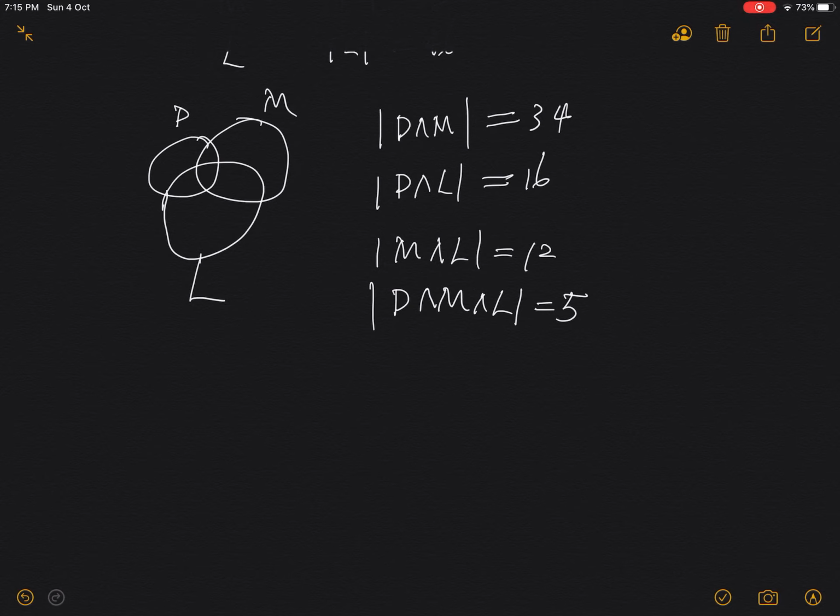And the question is how many of the students ate none of the 3 fruits? So it will become the complement. And how many of them only ate mangoes?